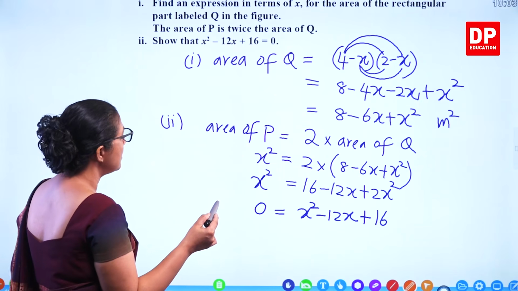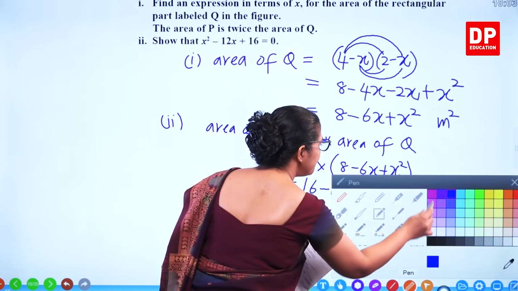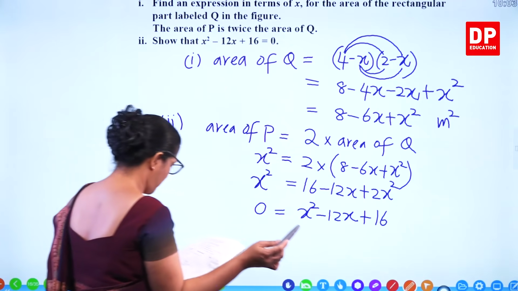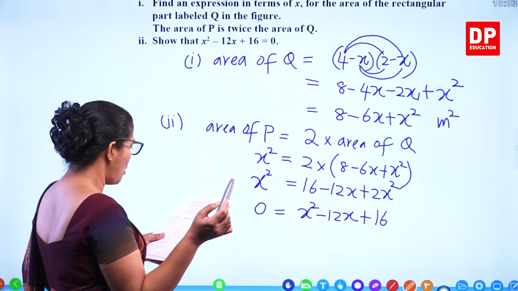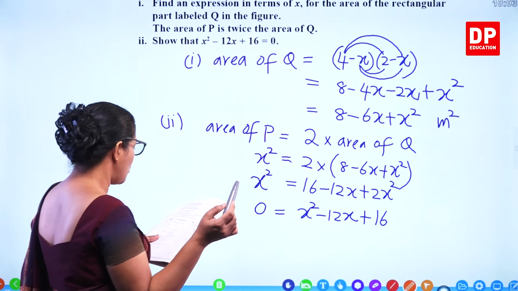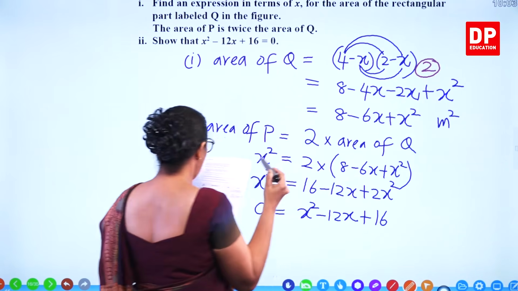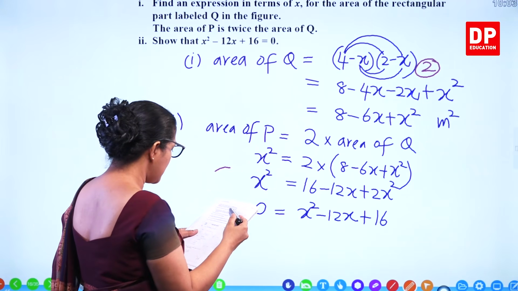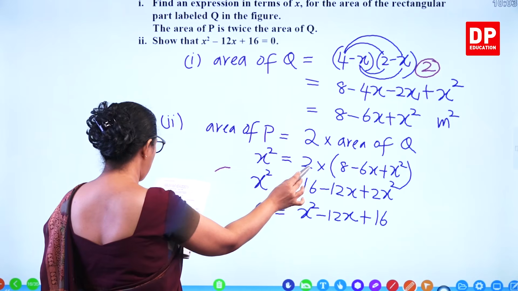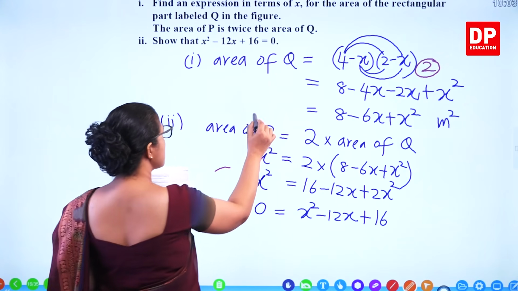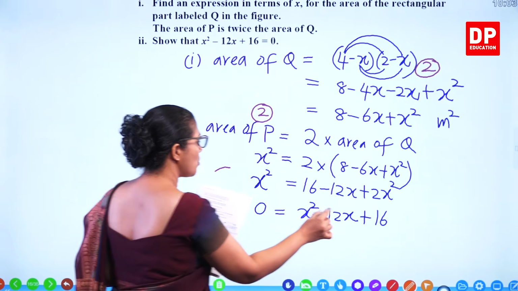So that's the second part. Now we'll take the next part and we'll see how many marks for this step. Finding the area of Q, 4 minus x and 2 minus x, 2 marks. And equating this one here, you get 2 marks, and 1 mark for showing this equation.